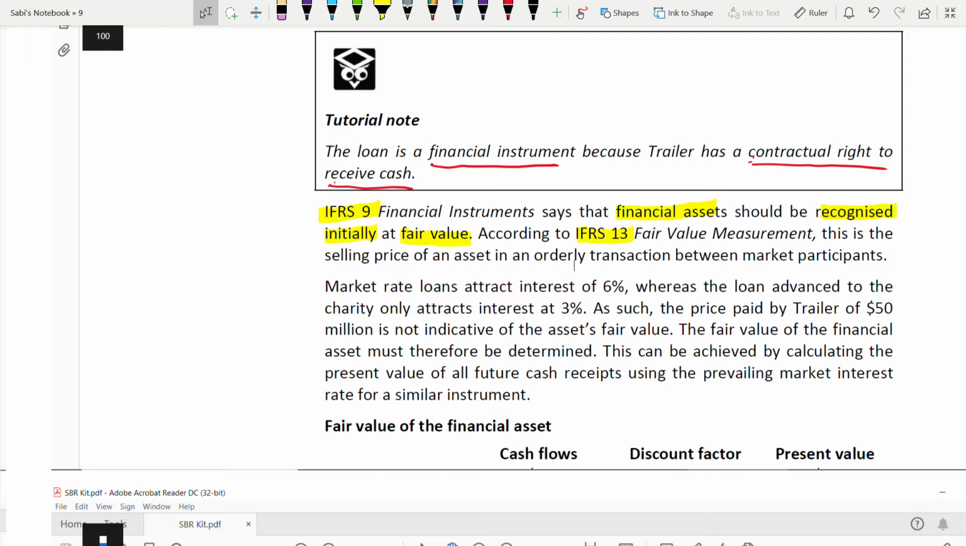Now, if you say fair value, no one will understand. Some might understand, some might not understand. But if you say selling price of an asset in a transaction between market participants, everyone will understand. Okay, so this is the definition. I think I will highlight it, the definition for you.